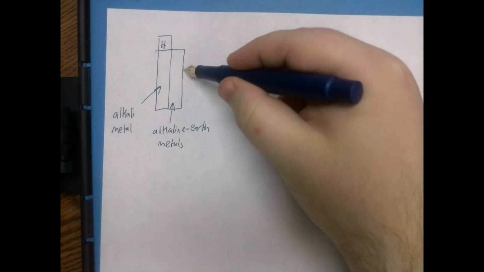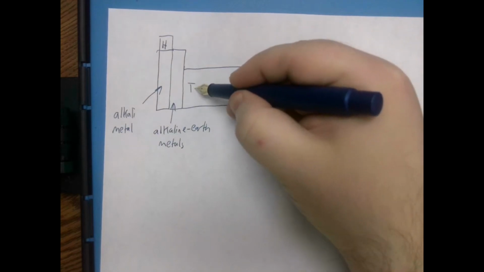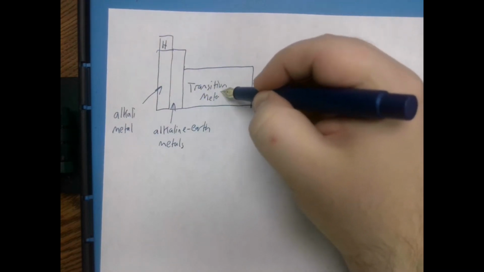And what is this entire big block here called? The transition metals. Transition metals.